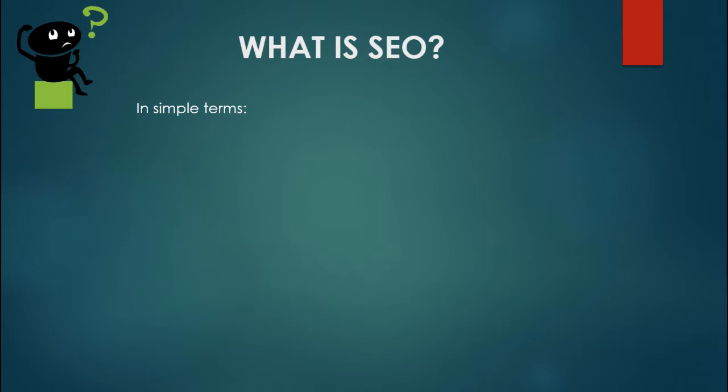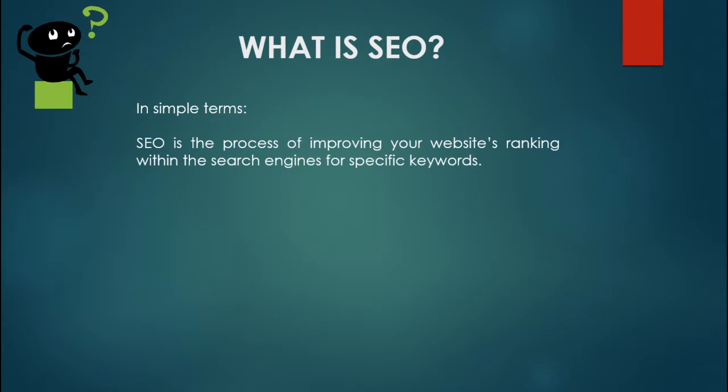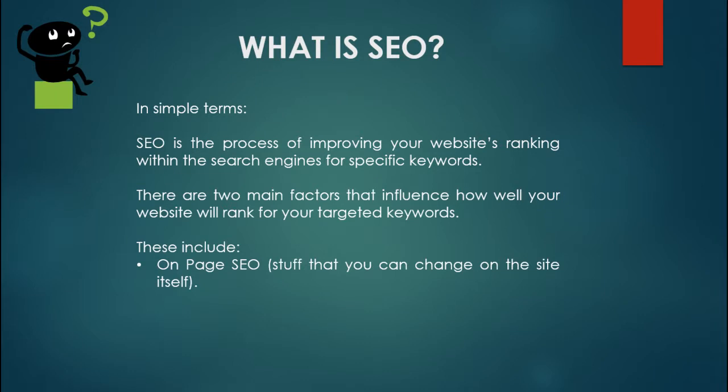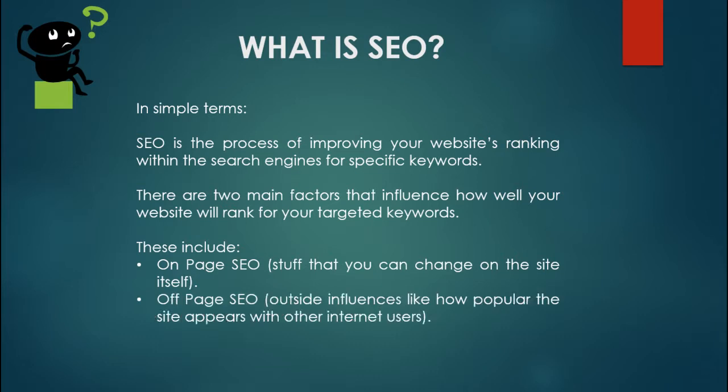In simple terms, SEO is the process of improving your website's rankings within the search engines for specific keywords. There's two main factors that influence how well your website will rank for your targeted keywords, which are on-page SEO, the stuff that you can change on the site itself, and off-page SEO, which is outside influences like how popular the site appears with other internet users.